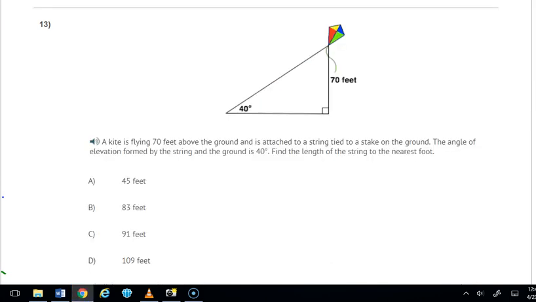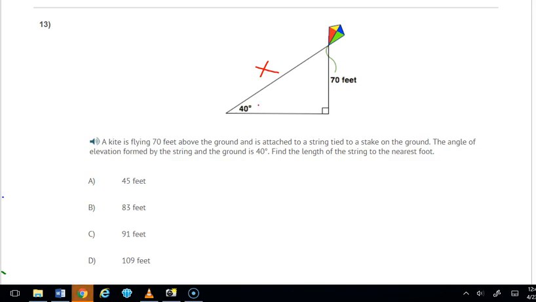Number 13 says a kite is flying 70 feet above the ground and it's attached to a string tied to a stake on the ground. The angle of elevation formed by the string and the ground is 40. Find the length of the string to the nearest foot. So we know that we're looking for this right here, the length of the string. So that's our x. And then what I want to do is look at how that angle relates to the 70 feet and to the x.